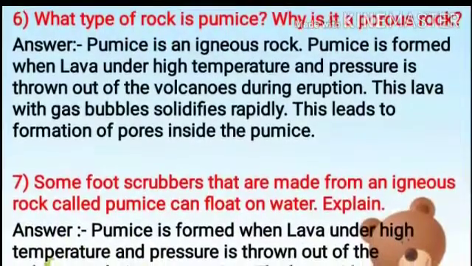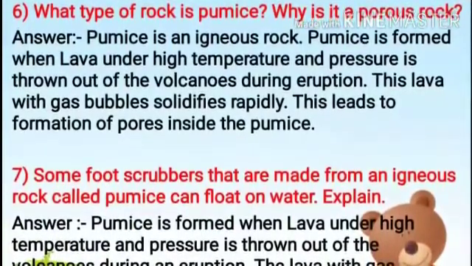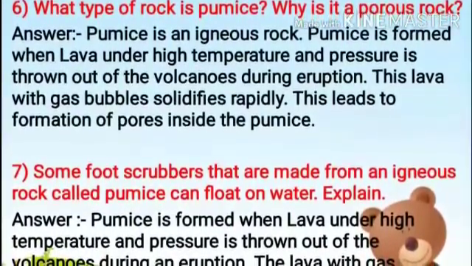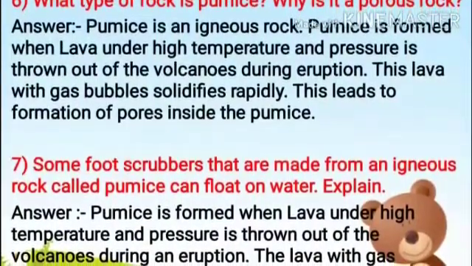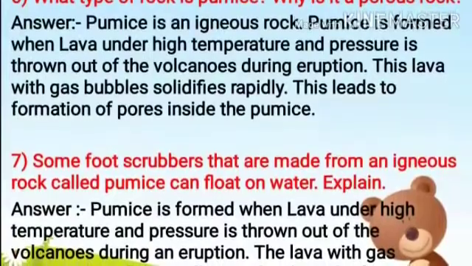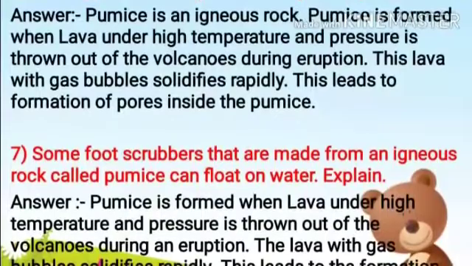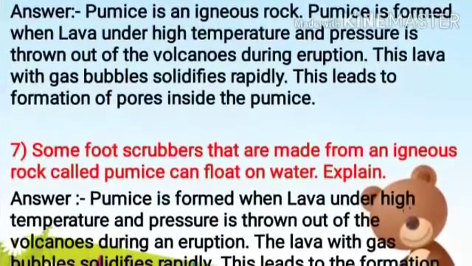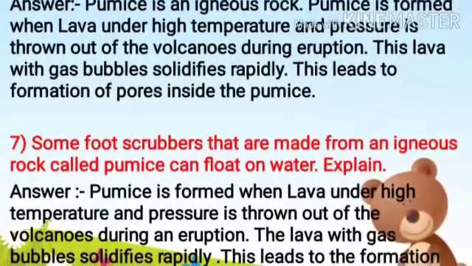Question number 6. What type of rock is pumice? Why is it a porous rock? Answer. Pumice is an igneous rock. Pumice is formed when lava under high temperature and pressure is thrown out of the volcanoes during eruption. This lava with gas bubbles solidifies rapidly. This leads to formation of pores inside the pumice.